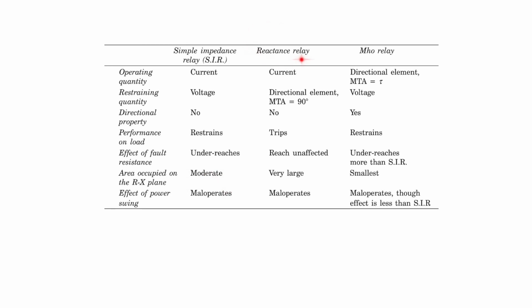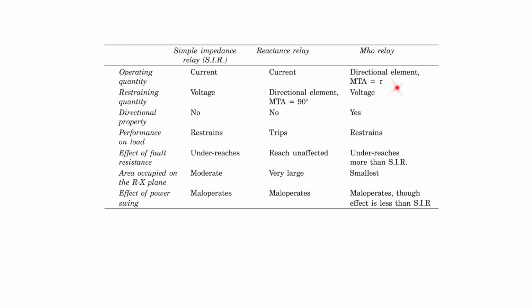Now for the reactance relay, the operating quantity is current and the restraining quantity is a directional element with MTA of 90 degrees. Directional property, no. Performance on load, it will trip. Effect of fault resistance, the reach is unaffected. Area occupied is very large and it will maloperate on power swing.